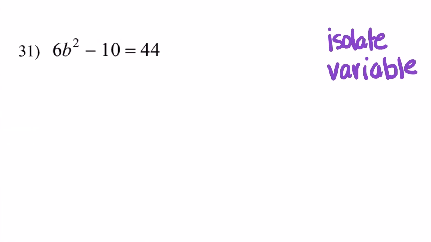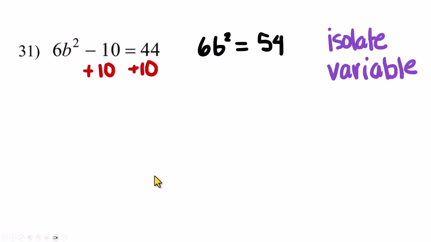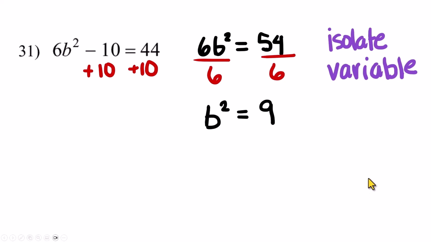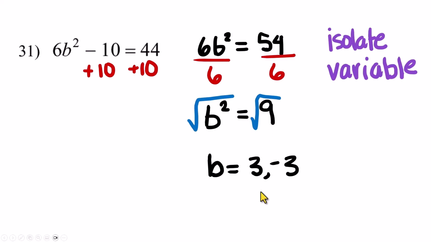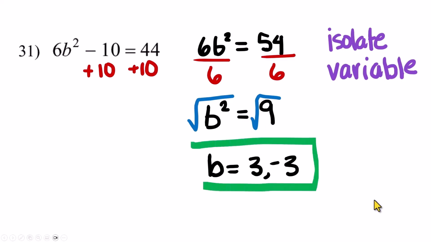Okay, to solve this equation, you need to isolate that variable. So just like any other equation, add 10 to both sides. We get 6b squared equals 54. Divide both sides by 6. b squared equals 9. Now take the square root of both sides. And don't forget, there's two ways to get a 9, 3 squared and negative 3 squared.